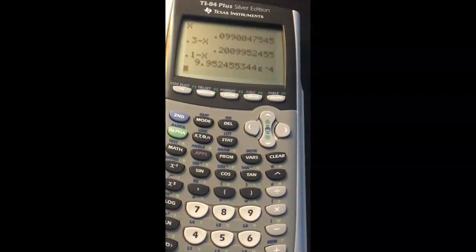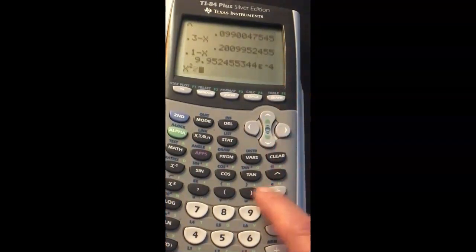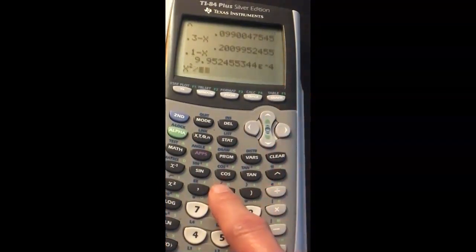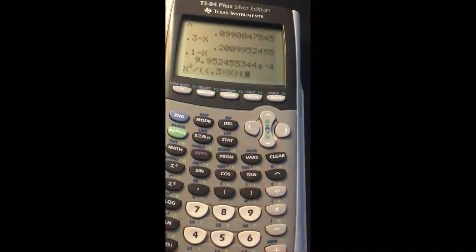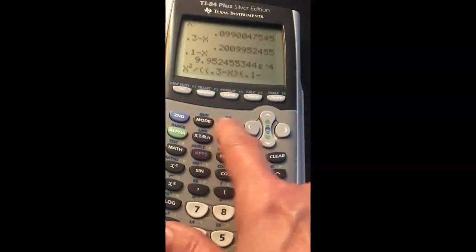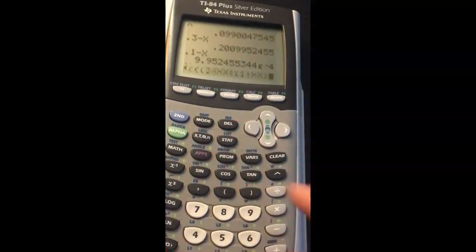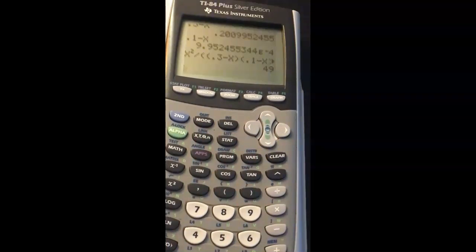I could actually check my answer. I could go x squared, because see, it's storing x, divided by, now I need a double set of parentheses, 0.3 minus x, and then 0.1 minus x, close that parentheses, and I could hit enter, and it should equal 49. That way I know that the solver did it correctly. So there's solver. Hopefully that makes sense. We'll do it again in just a moment.